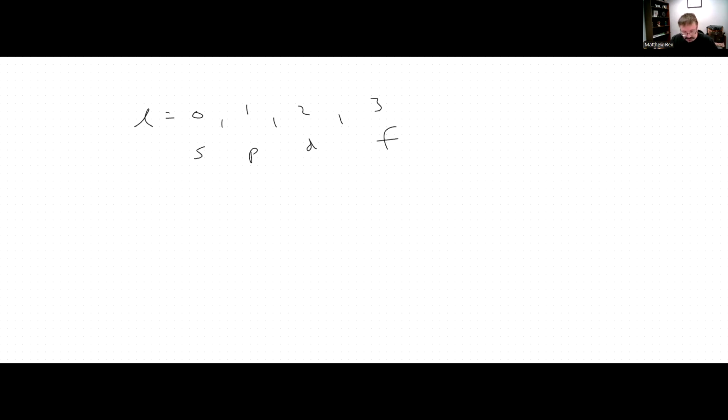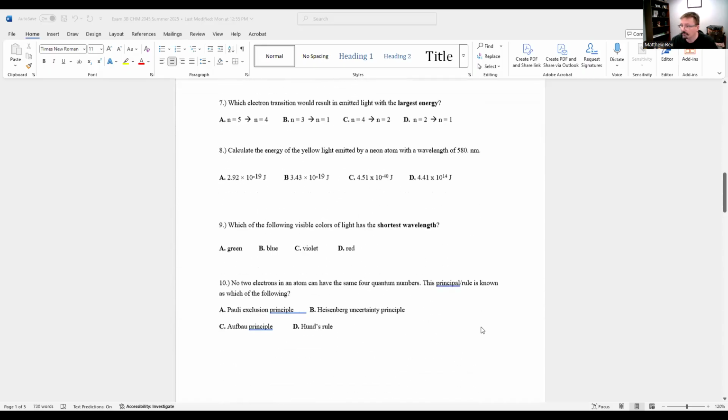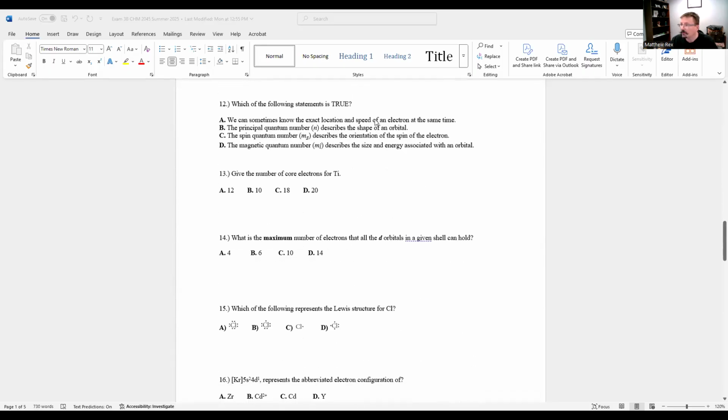Which of the following statements is true? We can sometimes know the exact location and speed of an electron. Here we go. That's not true. That violates the Heisenberg uncertainty principle. So we can either know the location and not the speed, or vice versa.